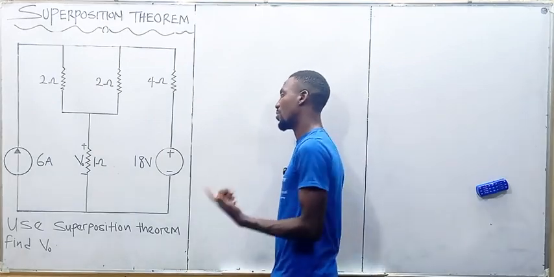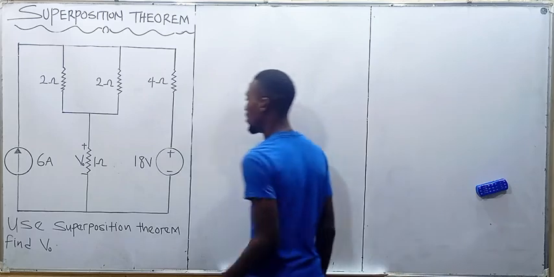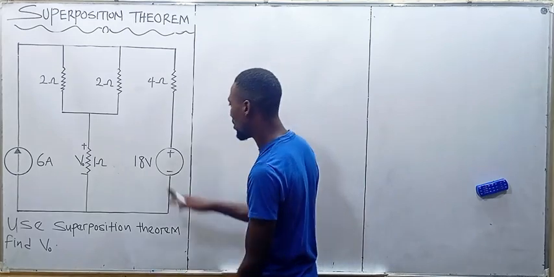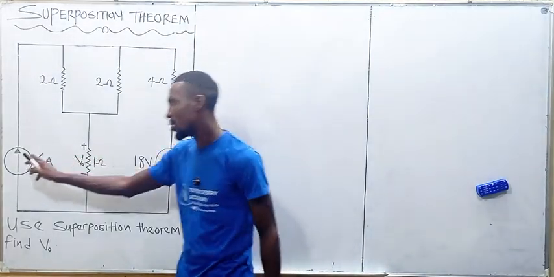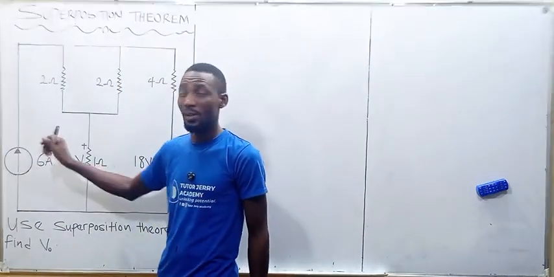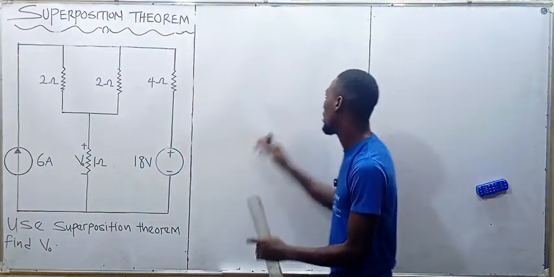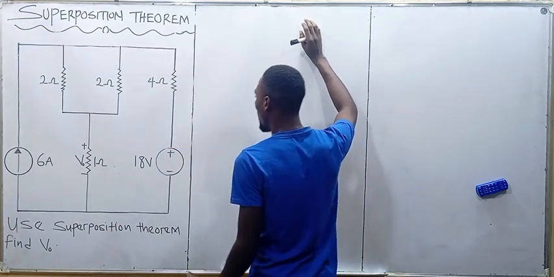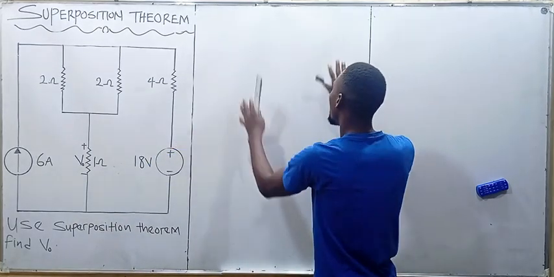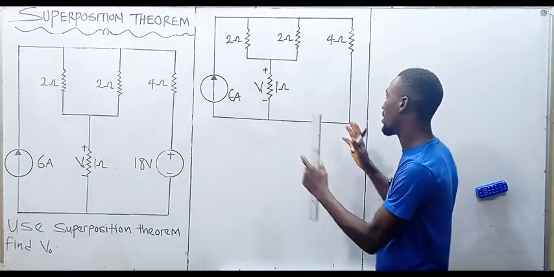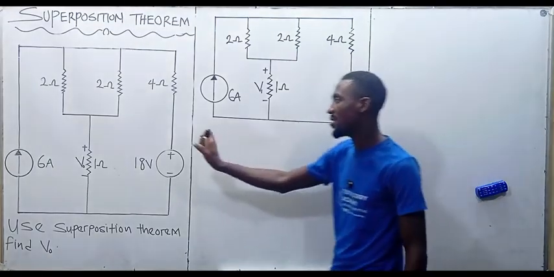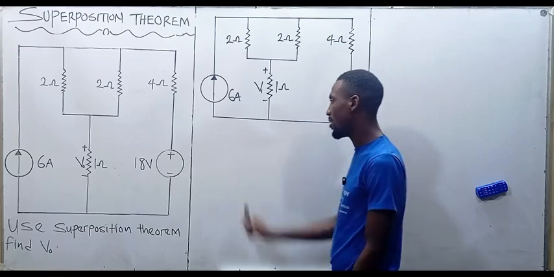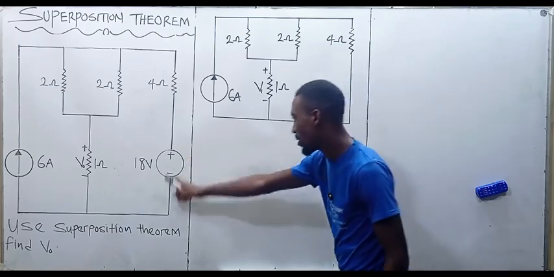Mind you, if you are considering the current source first, you are going to short circuit this voltage source. While if you are considering this voltage source, you are going to open circuit this current source. I hope you understand. All right. So we are going to consider this current source first while we turn off this voltage source. So we are going to be drawing the diagram here. So you can see this is our diagram. We are considering 6 ampere first while we have removed the 18-volt voltage source by short circuiting it.